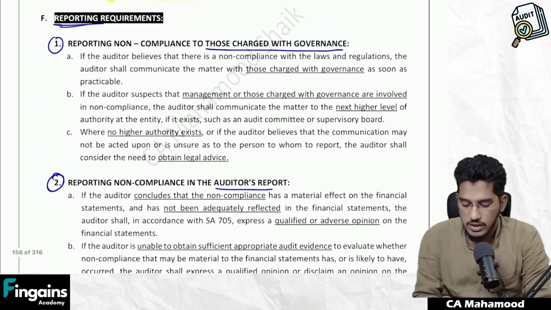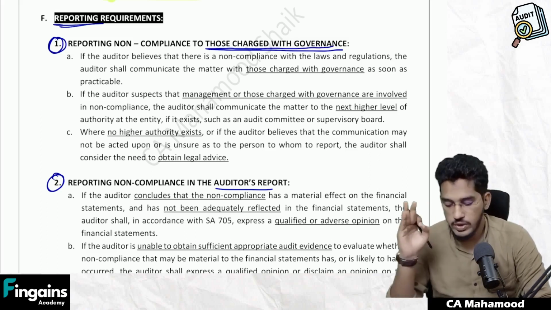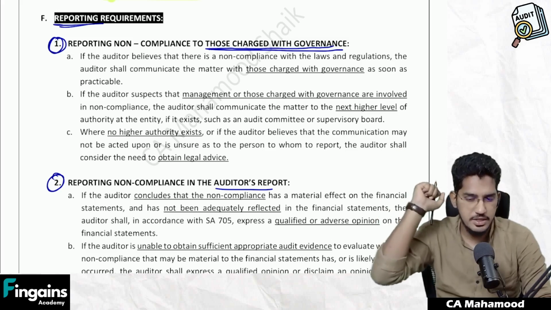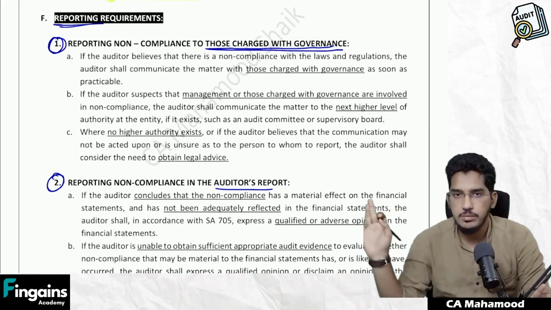So if you find any non-compliance, first step is what? We need to report the non-compliance to those charged with governance. First you have to go and communicate with the top level management. Whoever the top level management in the organization is, go to them and tell them, sir, your organization has made all these kinds of non-compliances.